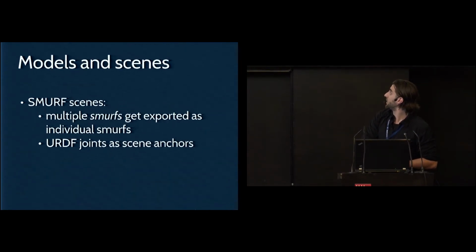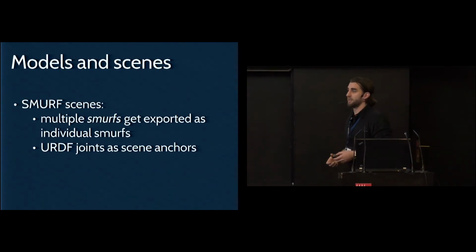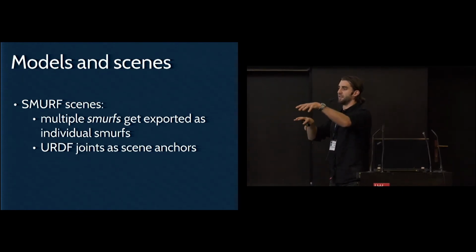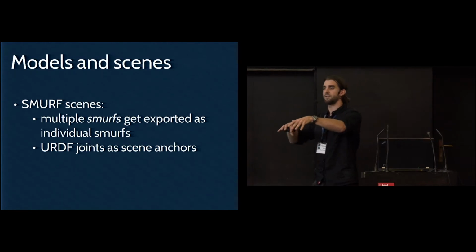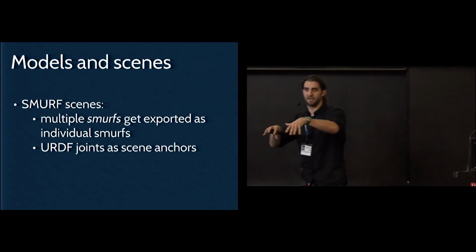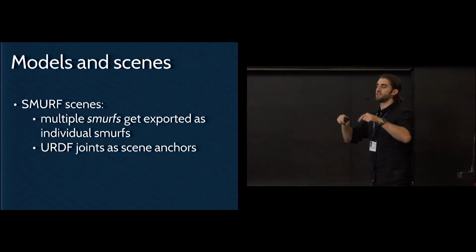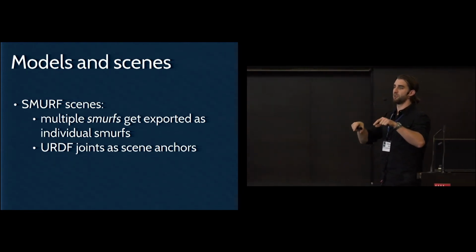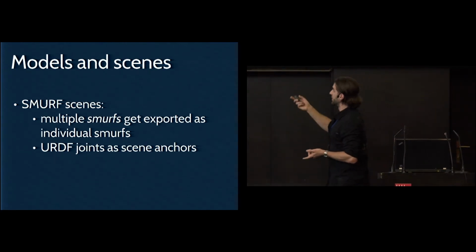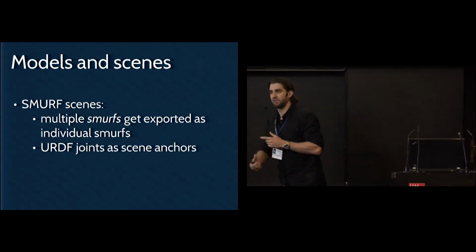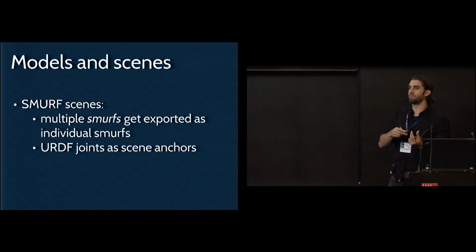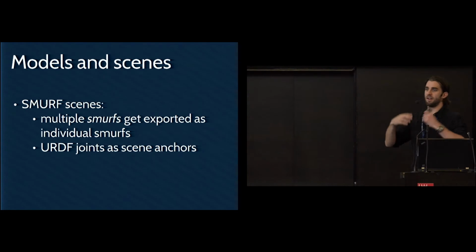So that's SMURF. And you don't have to stop there, right? Because you have one SMURF in Blender, and then you have a second SMURF in Blender somewhere else in the same scene. So you already have the information of where these two robots are oriented with respect to one another. So you can basically, just by taking the global positions of these robots, export them into a scene. And then by using URDF joints, like floating or fixed, whatever you want, to attach it to the scene, you can basically build a whole scene file.